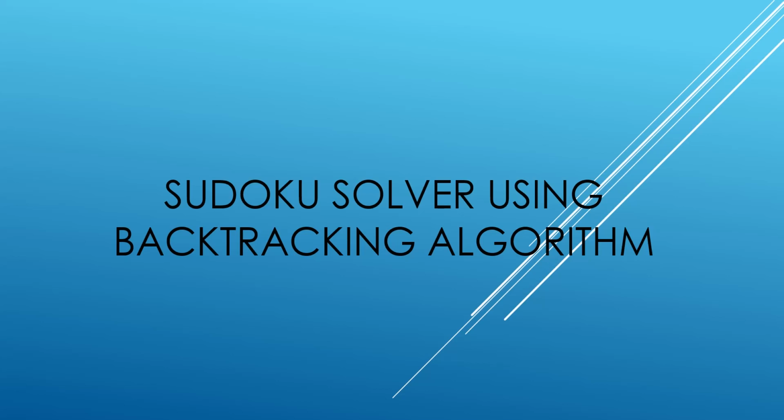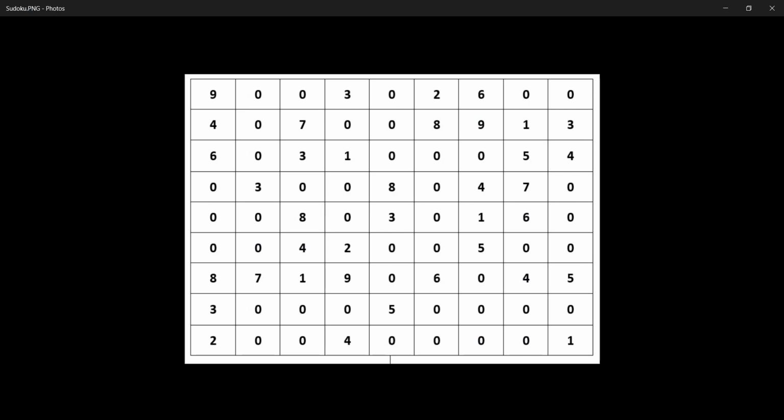Today we are going to write a program in C++ to solve a Sudoku. Sudoku is a grid of 9 into 9 cells. Each cell has to be filled out with the numbers between 1 to 9 without repeating any numbers within the row, column or 3 into 3 subgrid.